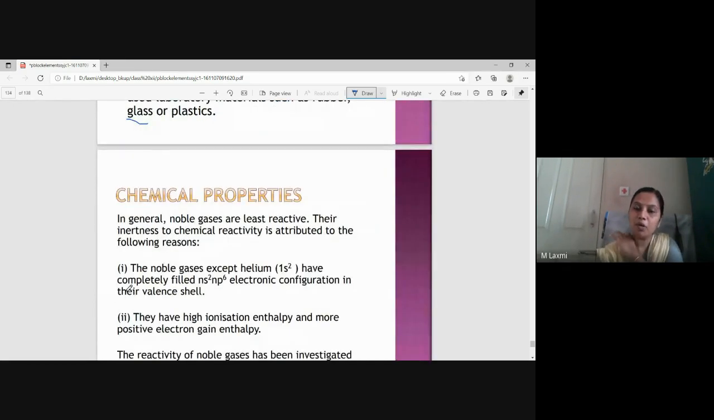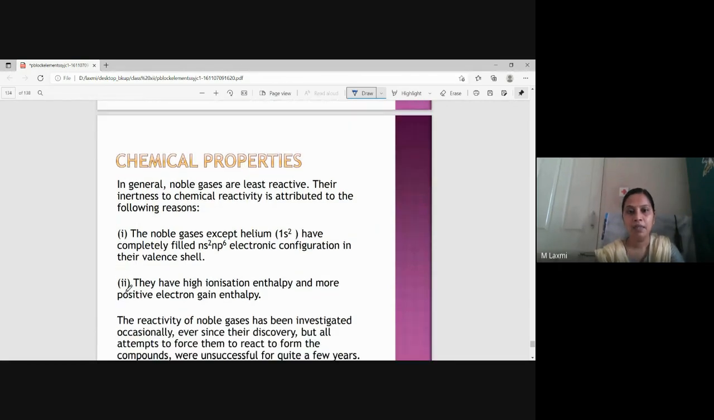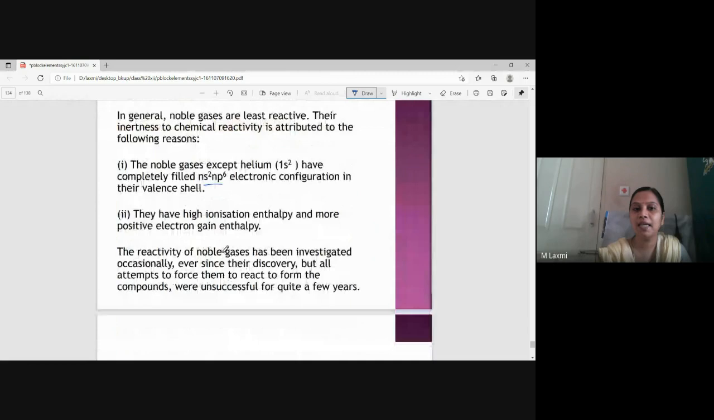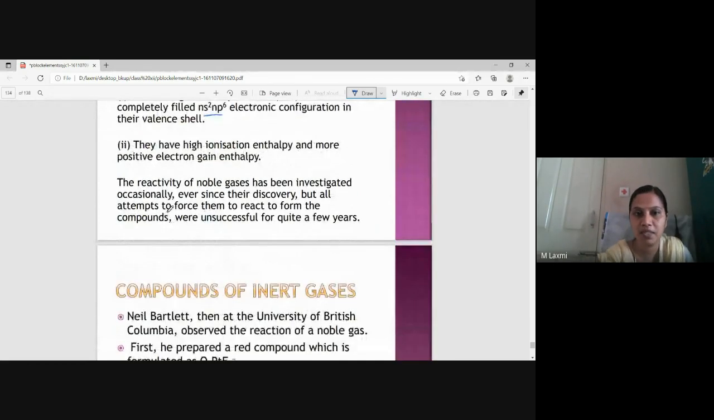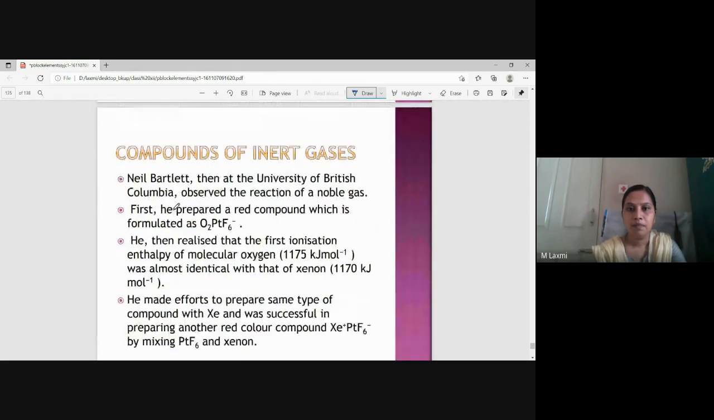What about the chemical property? It is least reactive. Why are they unreactive? Because they have a completely filled configuration. Ionization enthalpy is high, EGE is positive. Compounds of inert gases: we have said it is mostly unreactive, but still a few compounds show reactivity.